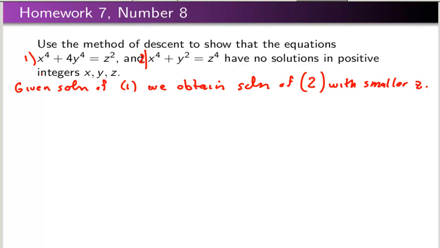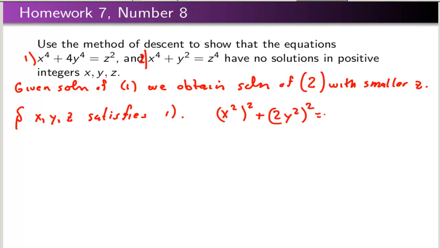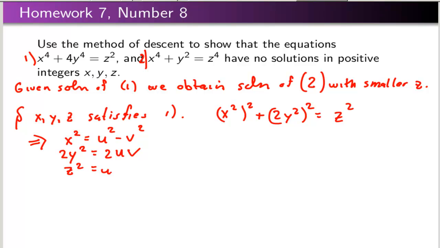So how do we get to first base then? So suppose x, y, z satisfies 1. Well, that looks an awful lot like a Pythagorean triple, because that would say x squared plus 2y squared is z squared. So that implies that x squared is some u squared minus v squared, that 2y squared is 2uv, and that z squared is of this form, for some u, v relatively prime, with u even and v odd. So this cancels out here.